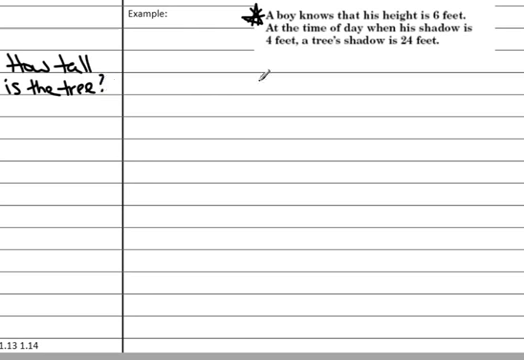So anytime you have a word problem where we're talking about people's heights and shadows, the reason that they form similar triangles, and the reason we're going to set up similar triangles, is because if you have a shadow at the same time of day, they're going to be proportional based on whatever the object's height is. So let's break this down.